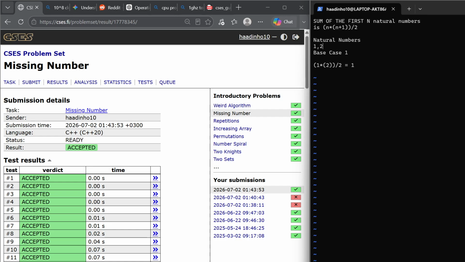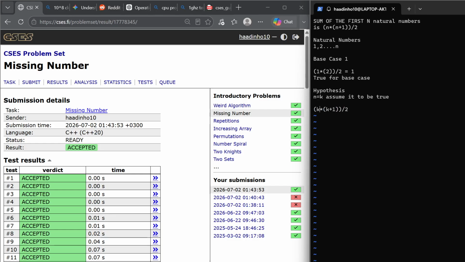They go from 1, 2, all the way till n, and they start from 1. So the first natural number's sum is of course 1, so it's true for our base case. Then the next step is the hypothesis step, where for some n equal to k, we assume it to be true. So for n equal to k, it's going to be k into k plus 1 by 2.